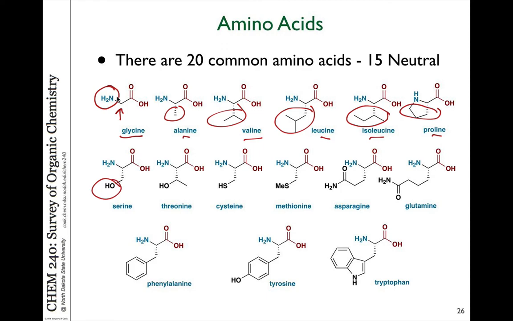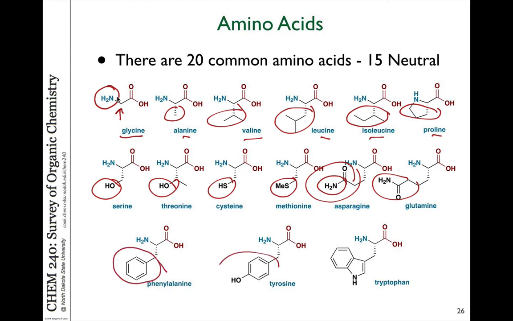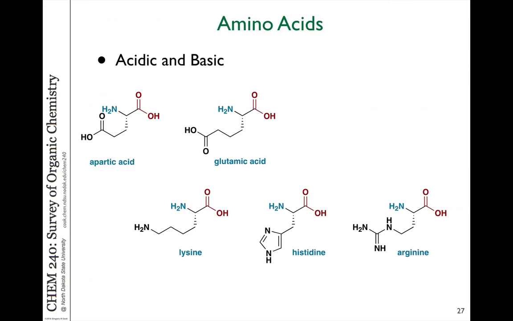Those can have different functional groups on them. As you can see here, oxygens, sulfurs, and amide groups could be placed on there. You could have aromatic substituents such as phenylalanine, tyrosine, or tryptophan, as well as other kinds of groups which are acidic or basic, such as aspartic acid or glutamic acid. They have a carboxylic acid as a side chain. Lysine, histidine, and arginine have more basic amino groups as their side chain. But all of these are constituents of proteins.